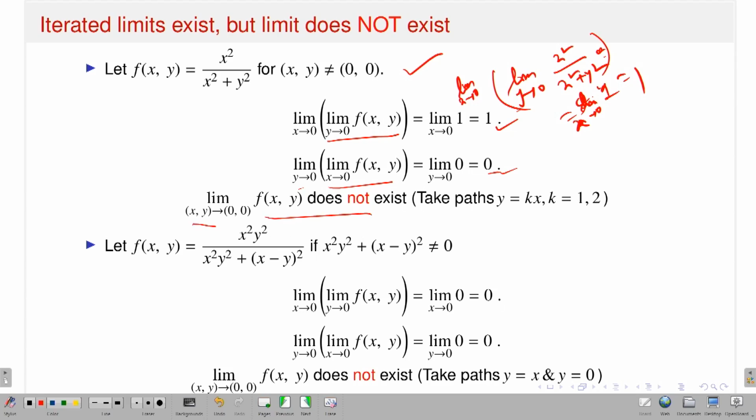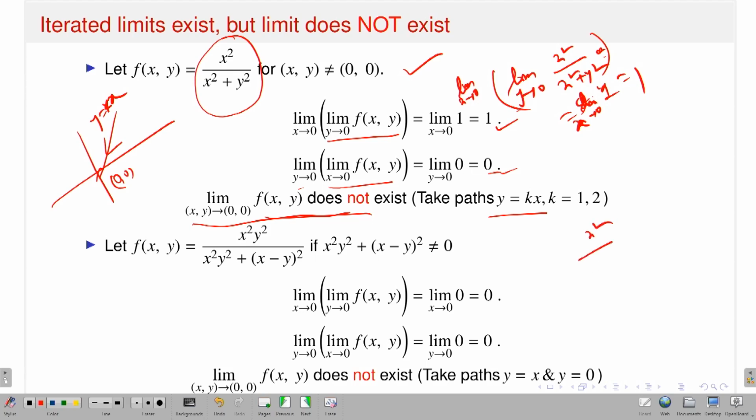So the limit as (x, y) approaches (0, 0) of f of xy does not exist, and that is kind of straightforward, because look at the function: x square divided by x square plus y square. As I already said, if I take this kind of path, with this my origin, 0, 0, and I approach the origin along the path y is equal to kx, then just put y is equal to kx. What will happen? x square by x square plus y square is the same as x square by x square plus k square x square. So this is 1 by 1 plus k square.